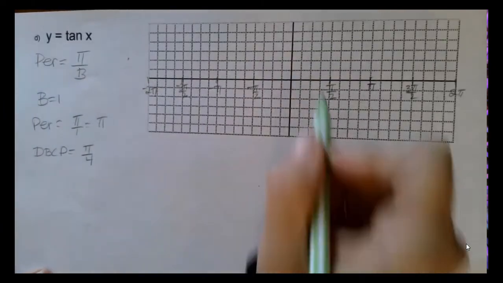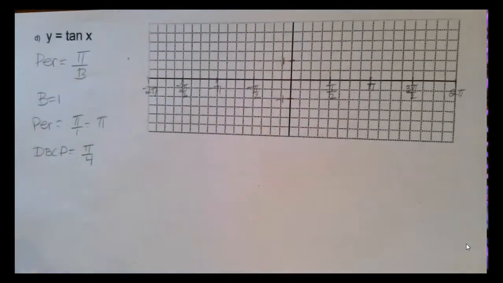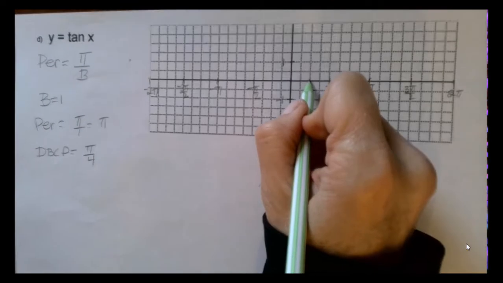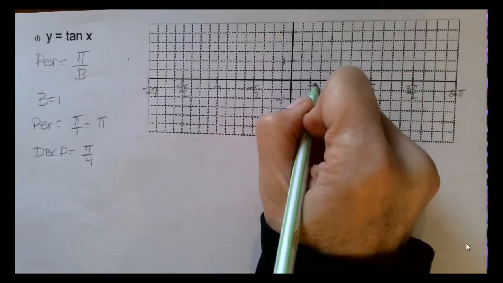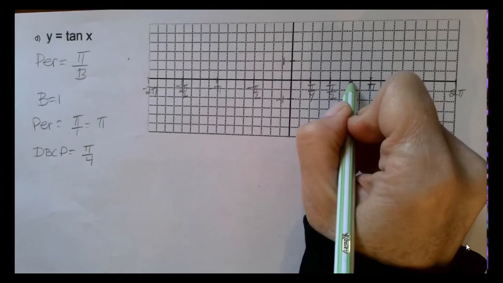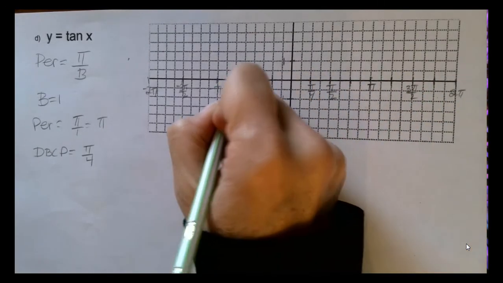And I still want you to go up 2 on the y-axis for 1 and down 2 on the y-axis for -1. Now, because the distance between critical points is pi over 4, I want you to put a slash halfway between 0 and pi over 2. So that's pi over 4. You don't have to label every one. Just make sure you put a slash on the x-axis.